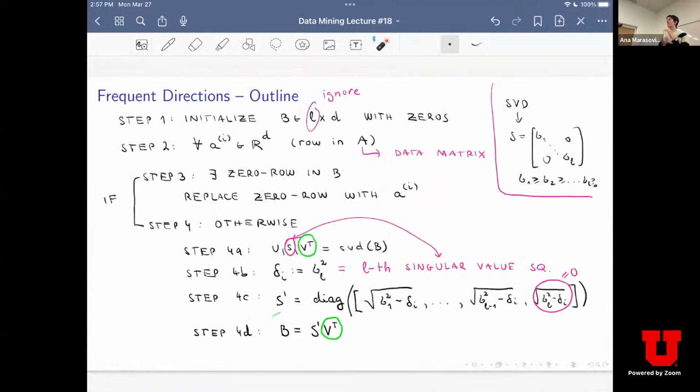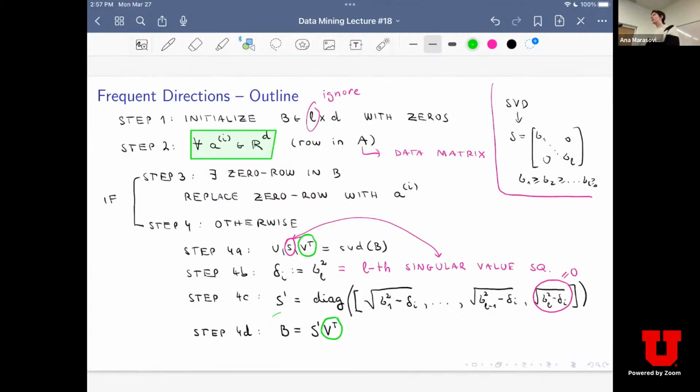So, in step 4C, it says that S prime is diagonal, where every L element of the diagonal is sigma L, the L singular value, minus delta I. What does the I and delta I represent? Is it that for every single point here, for every A I, you are going to do this procedure? So for every row? Yeah, exactly.